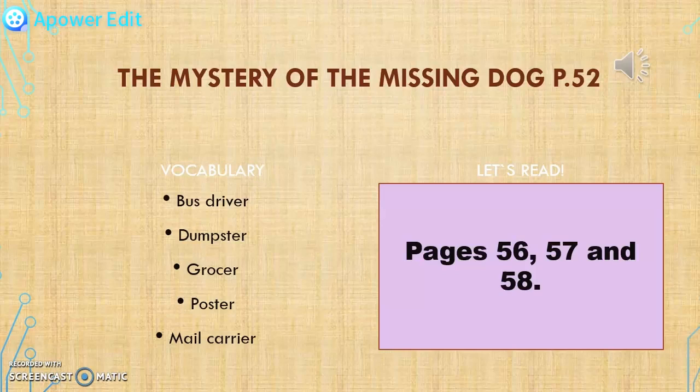Well, this is the class, as you can see there. They didn't recognize Max. And it appears on page 58 that the mail carrier is going to touch Max. But I think that it is dirty, because it looks brown in color. I don't know if it is Max. Next class, we are going to discover where is the dog, the mystery of the missing dog. Let's continue with our class.